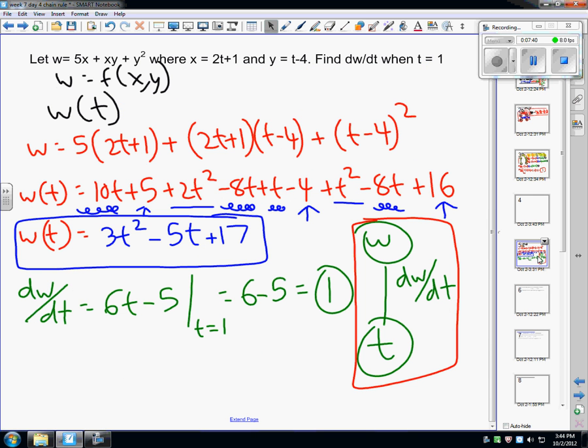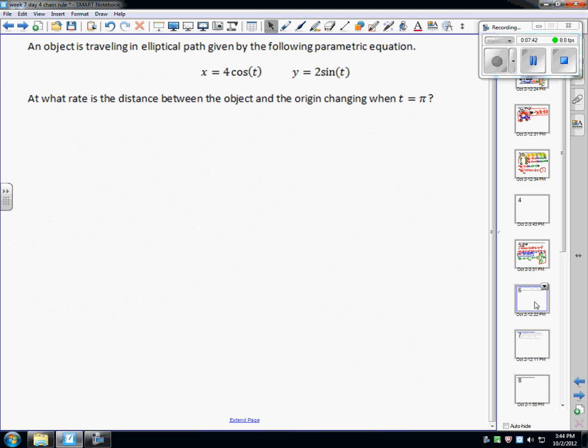So our next example is an object traveling an elliptical path given by the following parametric equations. At what rate is the distance between the object and the origin changing when t equals pi? So again, what I would recommend is trying to set up a chain for this problem. Now, I don't have any formula yet. I don't have any equations written down outside of the ones that were given.